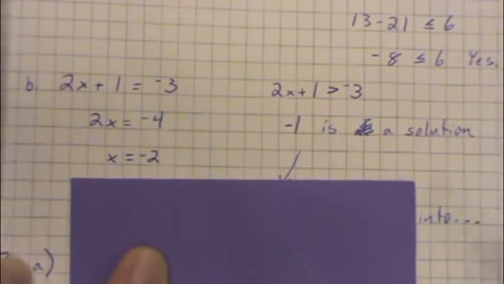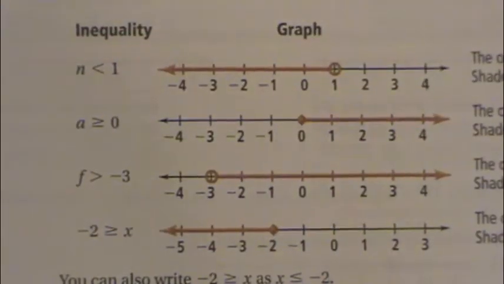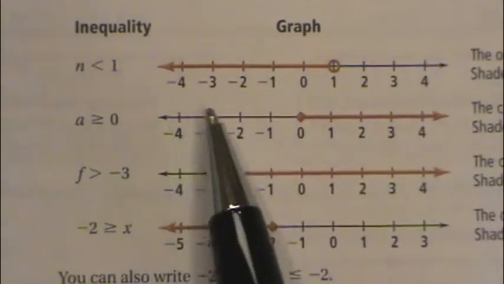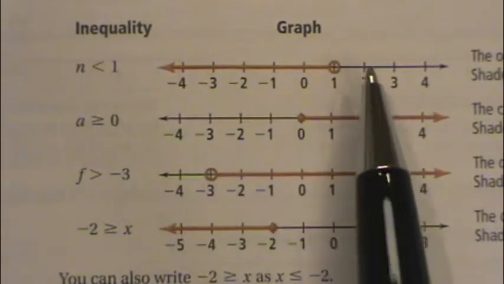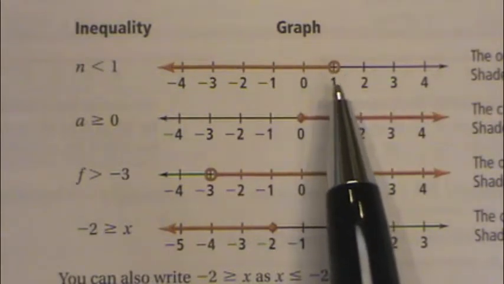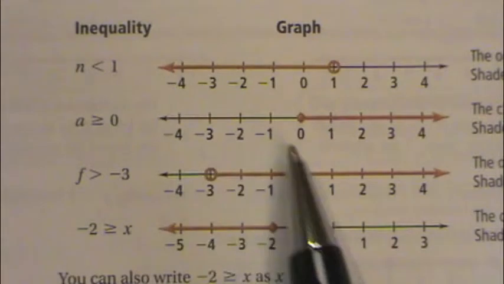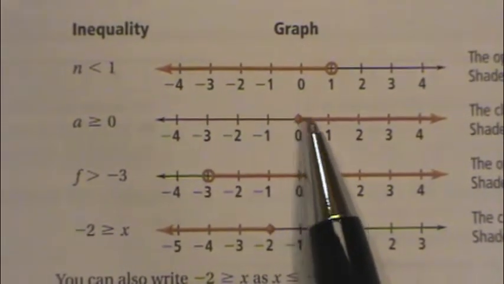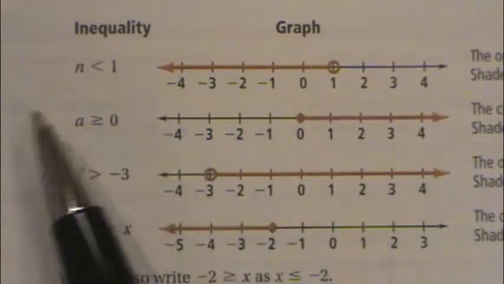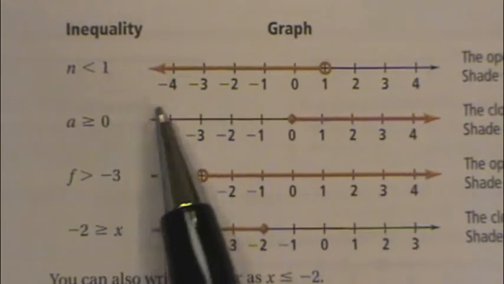So looking at this, they're transitioning into this chart on the bottom of page 165. This graph here shows n is less than 1. Do you see how they put an open circle on 1 to show that 1 is not included, but everything less than 1 is included? Take a look at this graph. They've used a filled in circle at 0, and the arrow is going to the right, because in this case, all of our solutions are greater than or equal to 0.